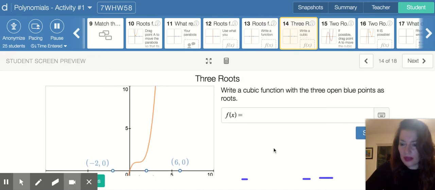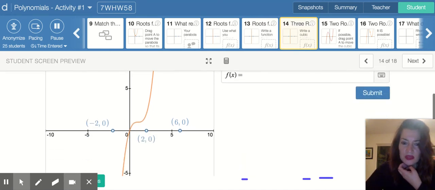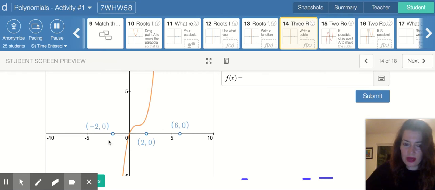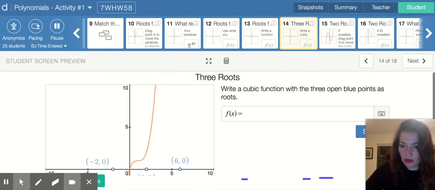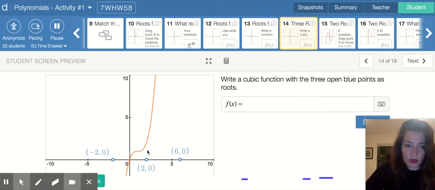All right, so let's use our knowledge to see what happens if we have more than one x-intercept. So we have an intercept at -2, at 2, and at 6. So if you want to pause the video and see if you can get this on your own, I will go ahead and go over this.